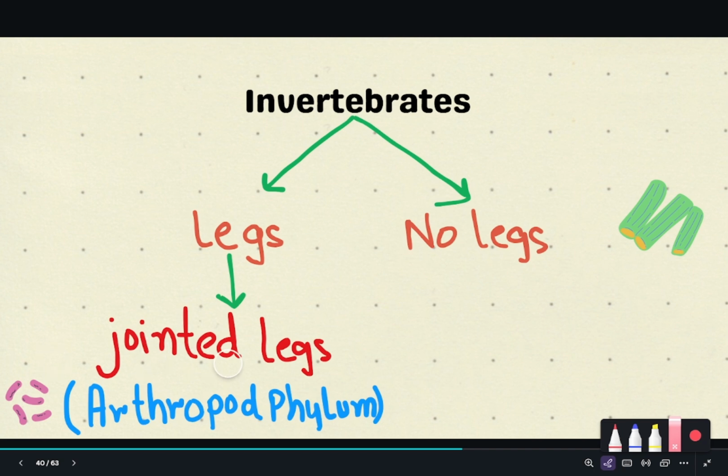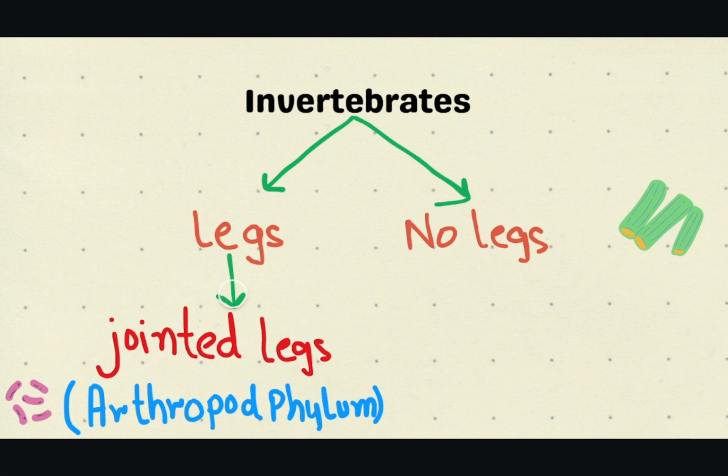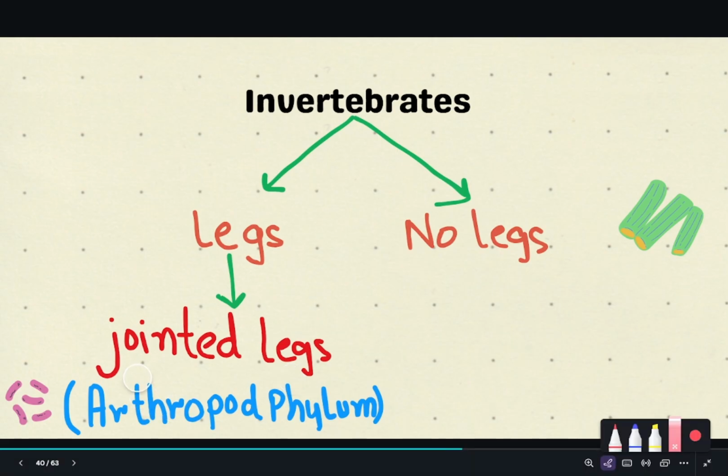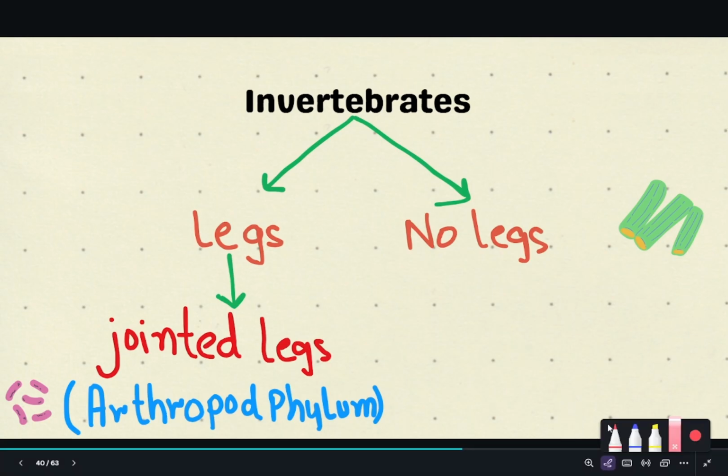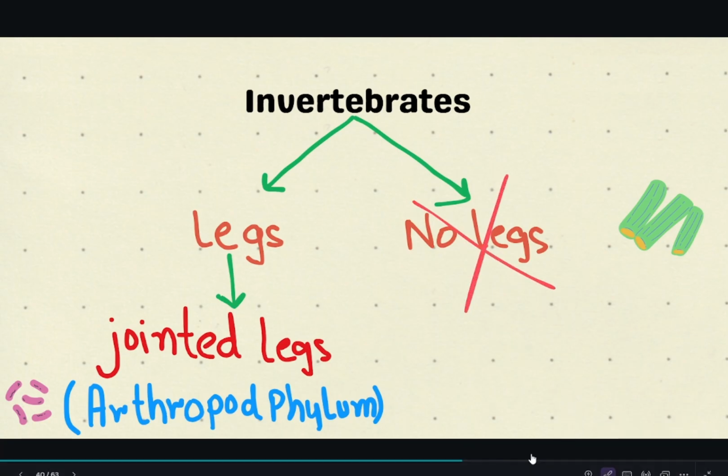And then these organisms, the invertebrate organisms having jointed legs, we call them the arthropod phylum, right? So invertebrate is the group. It is further divided into two classes. One, if they have legs or no legs. At our level, we do not go into the class having no legs. So this is out of our discussion. It's not in our syllabus. All right, so this part is not in our syllabus.